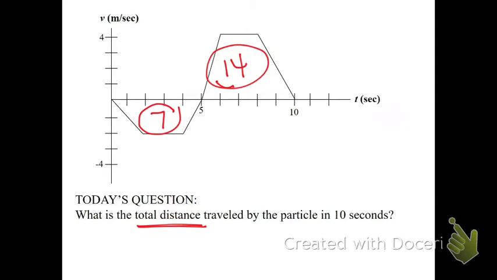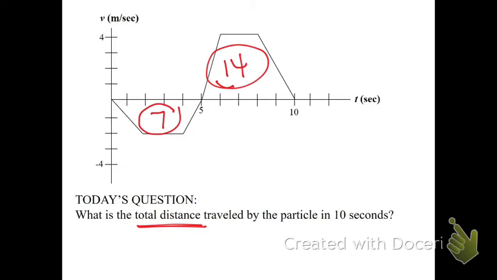Okay, hopefully you have your answer. Your answer might have been 7 and your answer might have been 21. Well, which one is it? Think about traveling in my car. When I take my car to school and I go 20 miles, then I go back home 20 miles, did I drive 0 miles that day? No. I drove 40 miles.